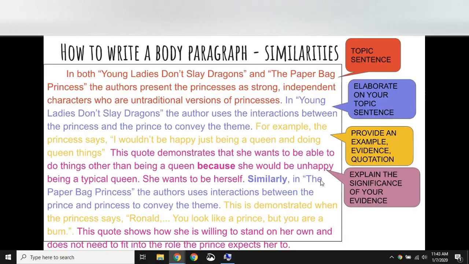The next paragraph is going to show the differences. All right.